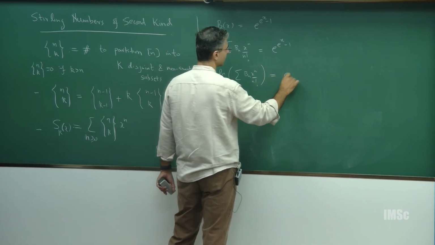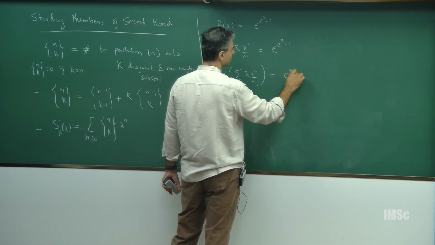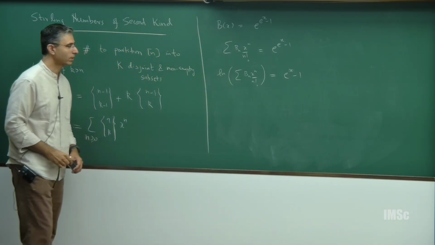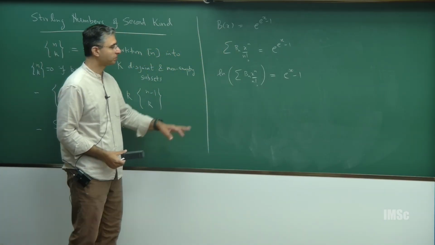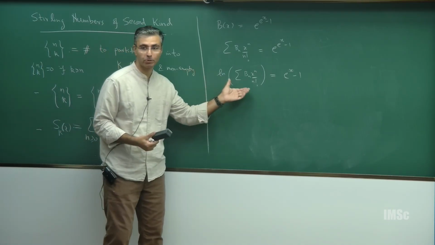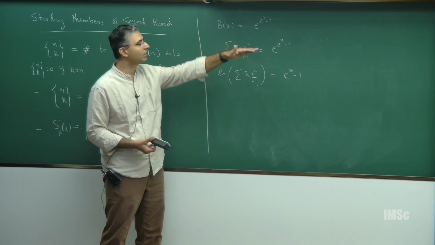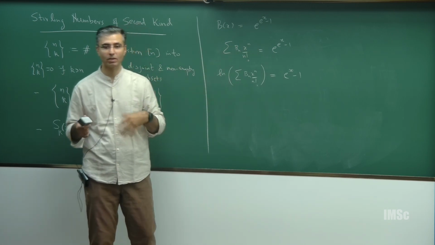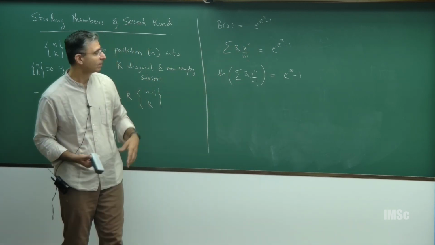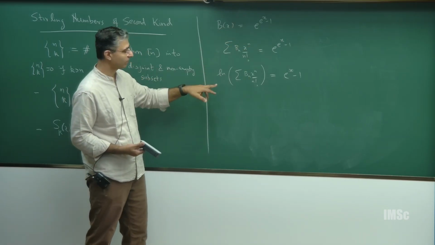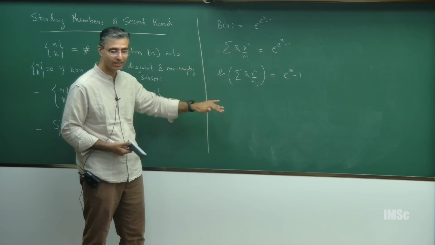The log of this is just e raised to x minus 1. See, this is the kind of manipulation that we can't do with the sequence, right? If you are given just a sequence, what does it mean to take the log of the sequence? It doesn't mean anything. But you can take the log of the function. Not only the log of the function, if you differentiate this, what will we get?